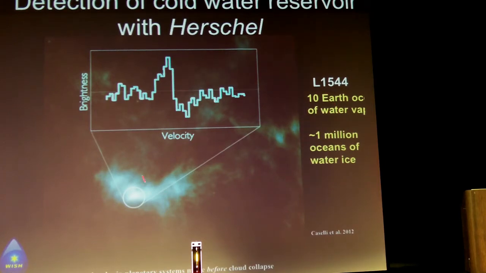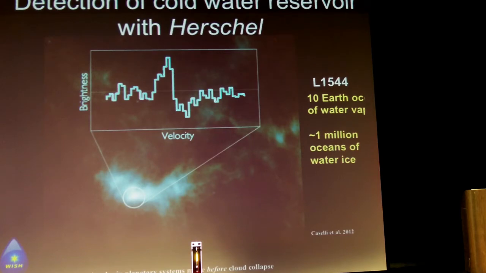Based on the strength of this spectrum, we can tell that there are about 10 Earth oceans worth of water in the gas phase in this star-forming cloud, actually pre-star-forming cloud. If you assume that that water came from the frozen water popping off into the gas phase, then there's about a factor of 100,000 times more in ice, and that turns out to be about 1 million oceans worth of water ice inside this cloud.